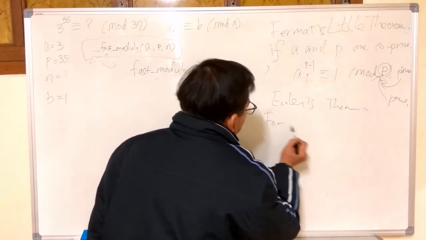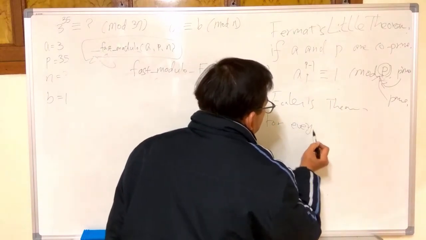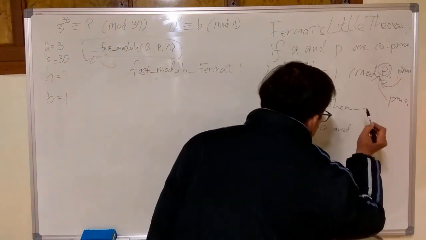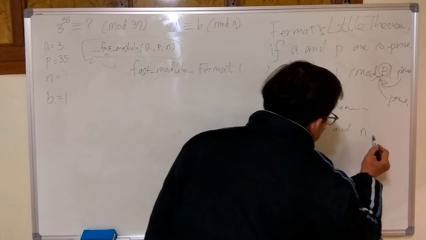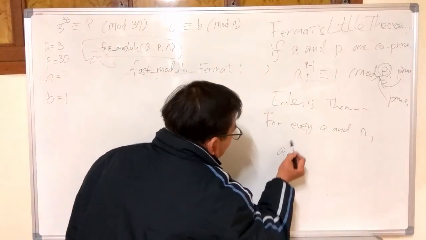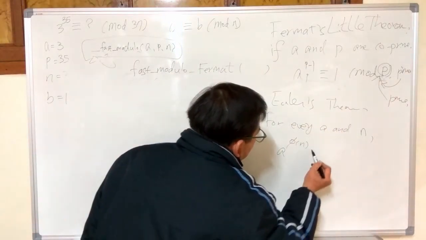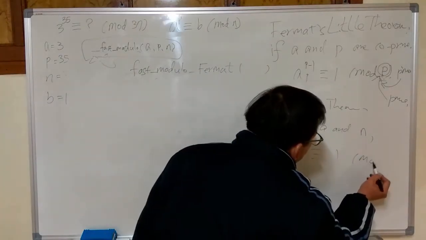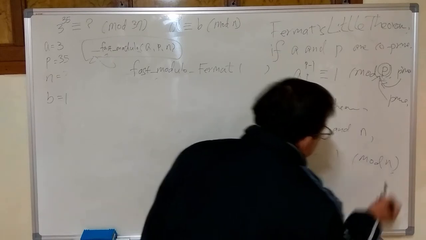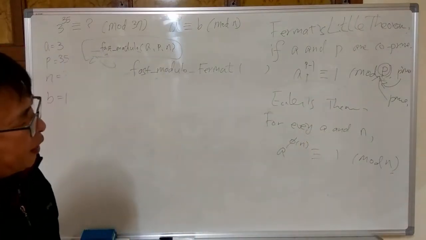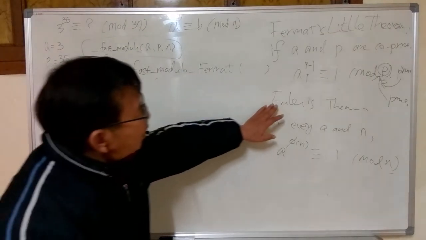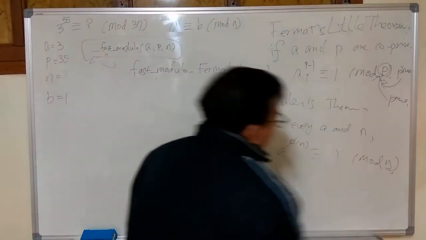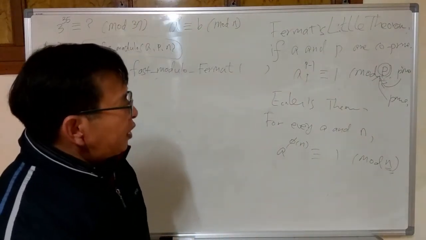for every positive integer a and n, a^phi(n) is congruent to 1 mod n. Okay? This is Euler's theorem. Here, n does not need to be prime.